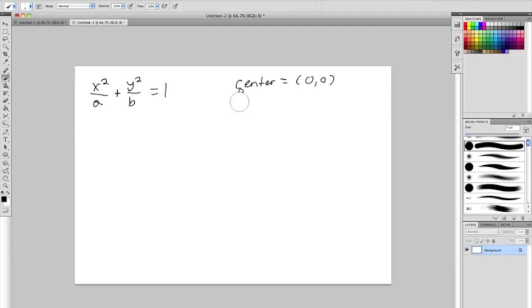Ooh, misspelling. And our vertex is going to be negative 10, 0. Okay. Now we're going to have to identify the values of a and c.